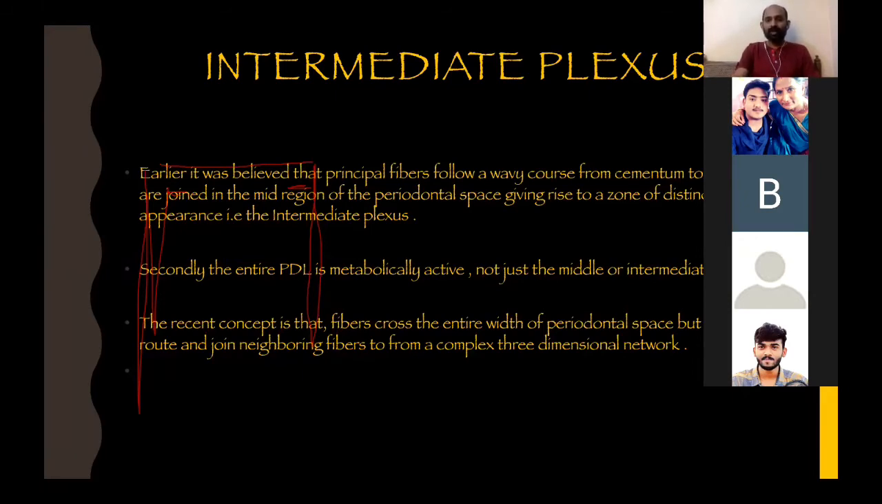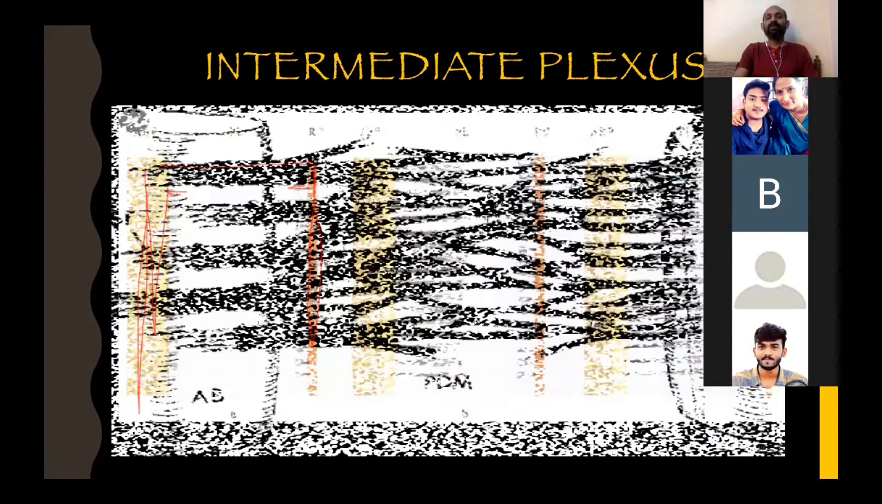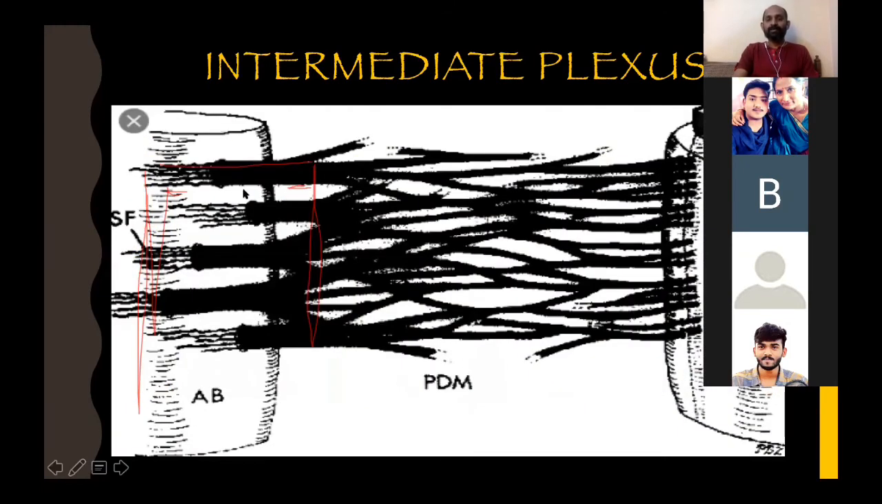But what else is the intermediate plexus now? It is not one fiber which runs all through the course from the alveolar bone. Right from the beginning itself, it starts to branch. It is not one fiber which can run the entire course. From the beginning it can branch, and from one branch there is another branch going, and that is how the meeting occurs. So this gives a network kind of thing in the middle, and this network hence was called the intermediate plexus.